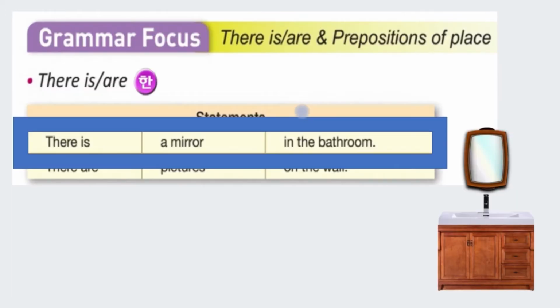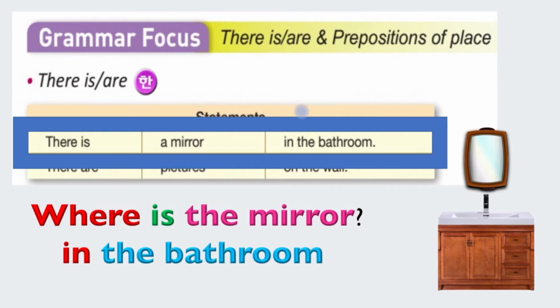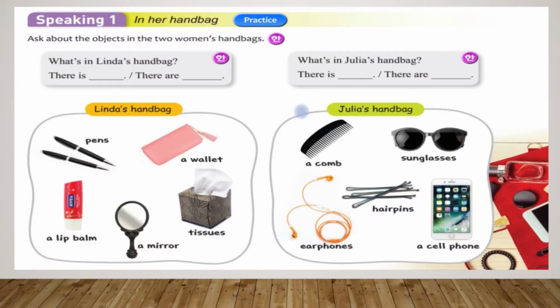Which is dealing with showing what is in something. So for example, if we have there is a mirror in the bathroom. And if you ask the question, where is the mirror? Yonghee, where is the mirror? In the previous part one, you would answer like it is in the bathroom, but here we learned there is or there are. So here there is a mirror in the bathroom. But it's still in the bathroom.